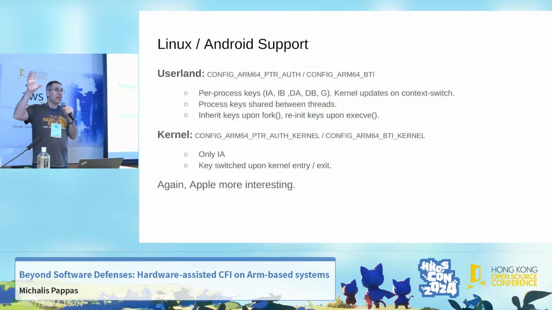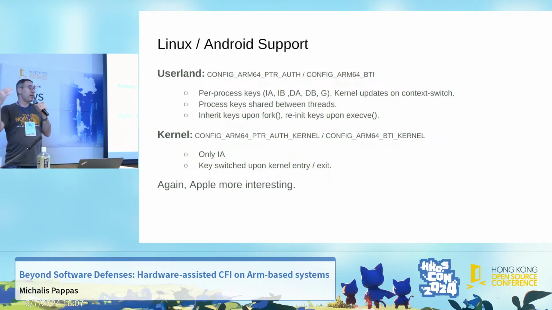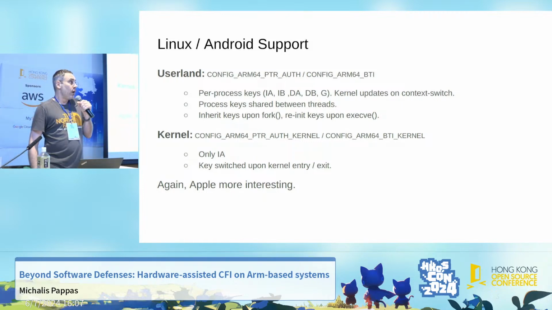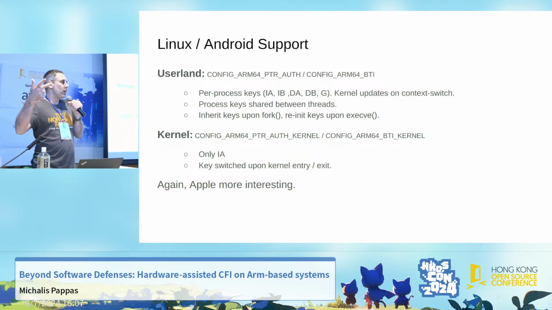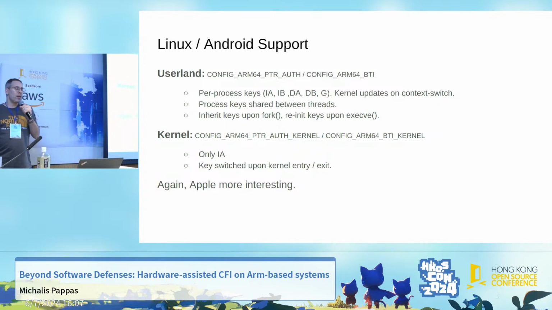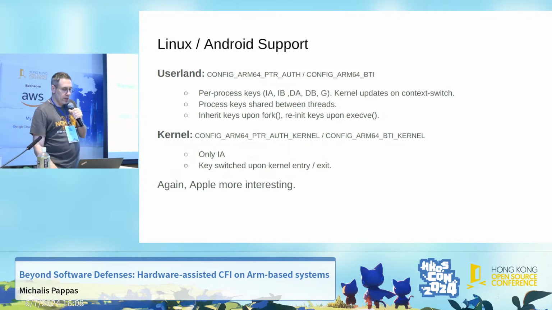And within a process, the same keys are shared between threads. When a process does a fork, the keys persist, and they are only updated when the process does exec v to switch to a different process. On the kernel side, you only have the instruction key A, and because user-based processes, of course, also use instruction key A among all the others, the kernel has to update the key upon kernel entry and kernel exit to its own key. Once again, Apple has a much more complete implementation, so it will be interesting to have a look there.